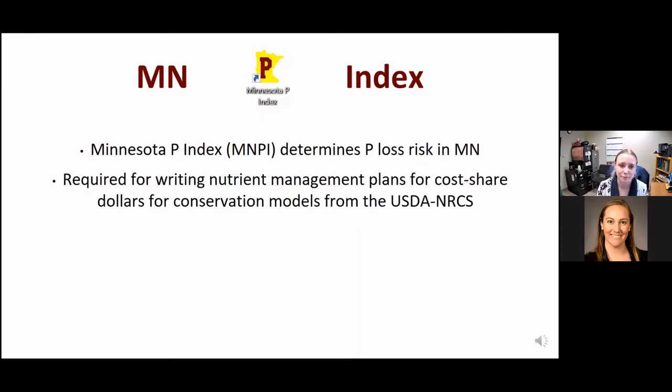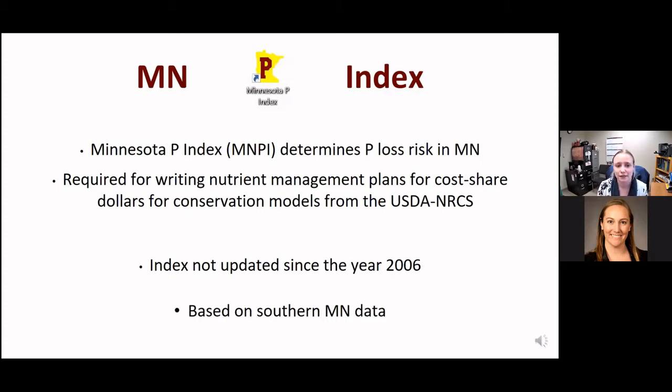It's required for writing nutrient management plans for cost share dollars for conservation models from the USDA NRCS. This index has not been updated since the year 2006 and is based on southern Minnesota data. So therefore, it may not be representative of conditions in the northern half of the state.